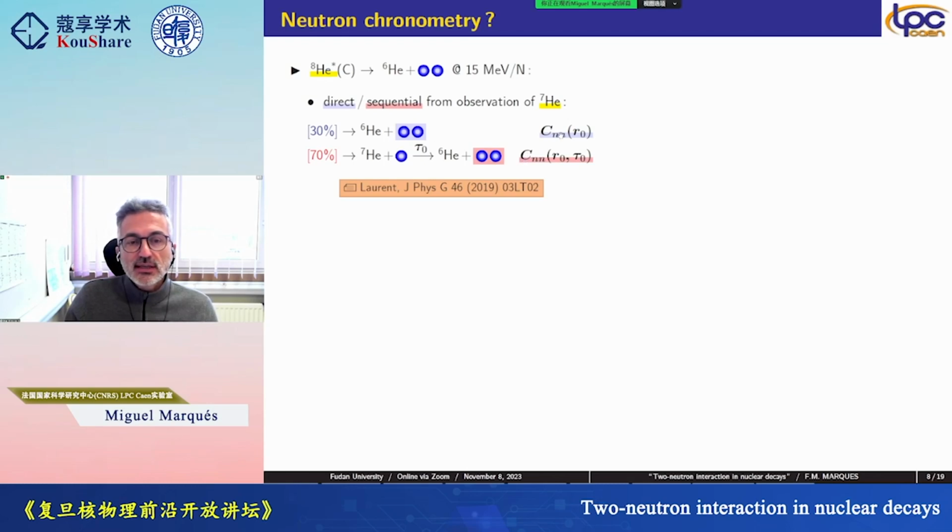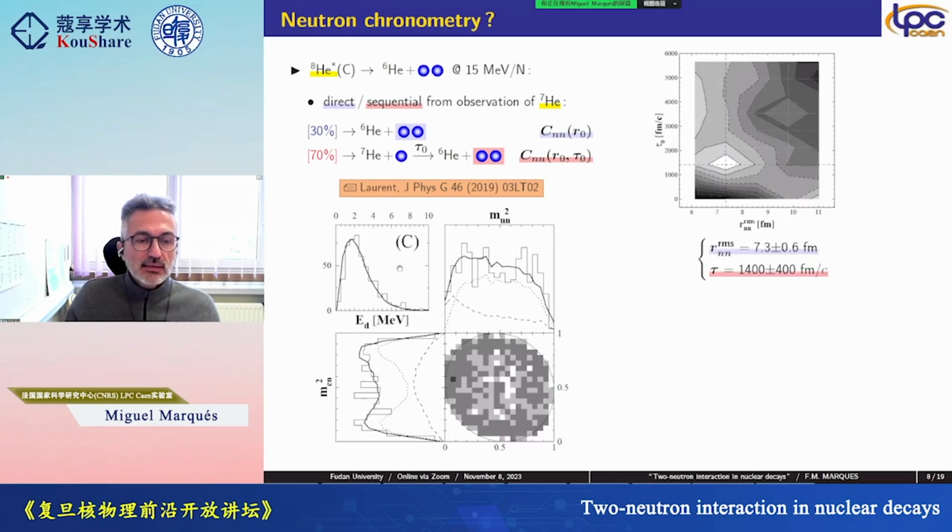So in the direct case, you only have one parameter, the size of the Gaussian, but in the sequential case, you have also the delay in the emission of the 2 neutrons. So in principle, if it works, you should be sensitive to the size of the source, but also to the delay between the emission of the two particles. And so we published this in 2019, but this is experiments from the beginning of the 2000s. So we took a long time to publish.